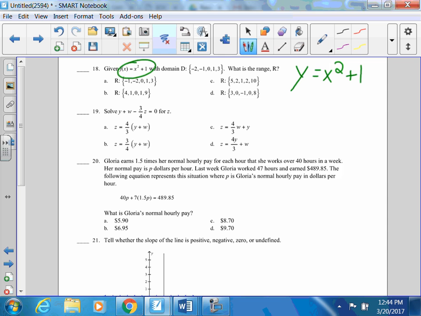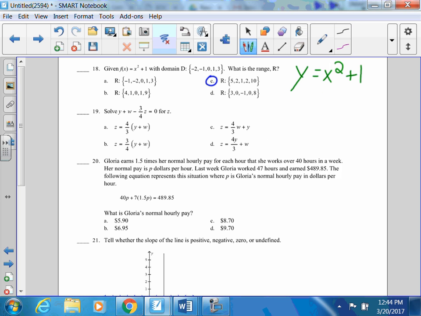Let's take -2 and plug it in. If you plug in -2 for x, and you square it, you're going to get +4. And then plus 1 is 5. So 5 is going to be the first member of the range. I only see one answer that has 5 in it. Let's check some of the others, though, to make sure we're on the right track here.